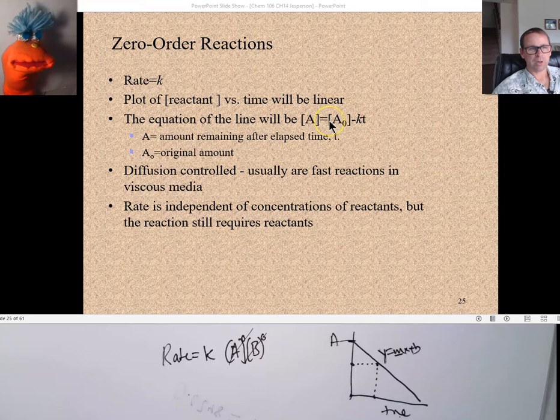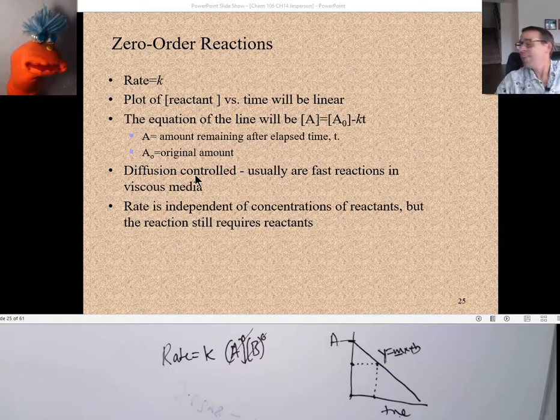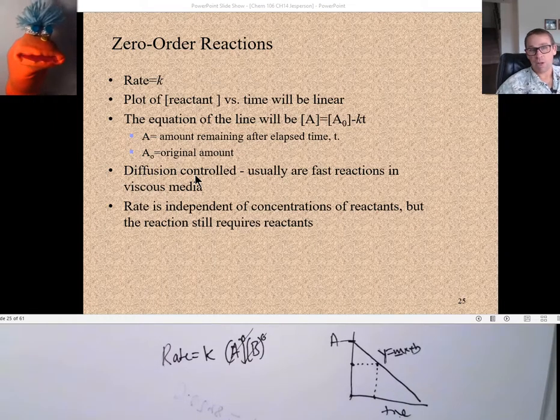All right. So these reactions are diffusion controlled. The reaction just goes as fast as the material can flow around. The rate is independent of the concentration of the reactants, but the reaction still requires reactants to proceed, right? You got to have something for there to produce products.